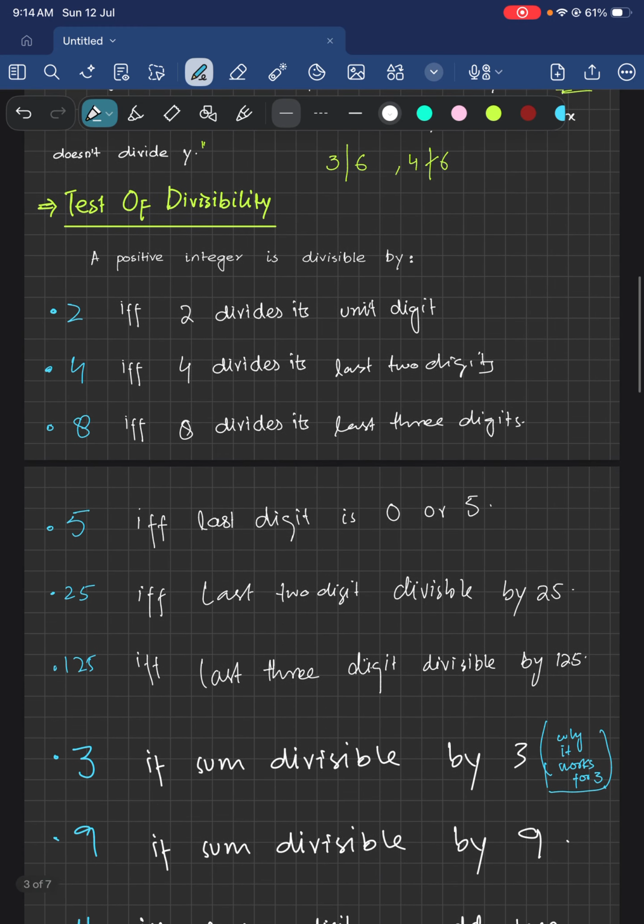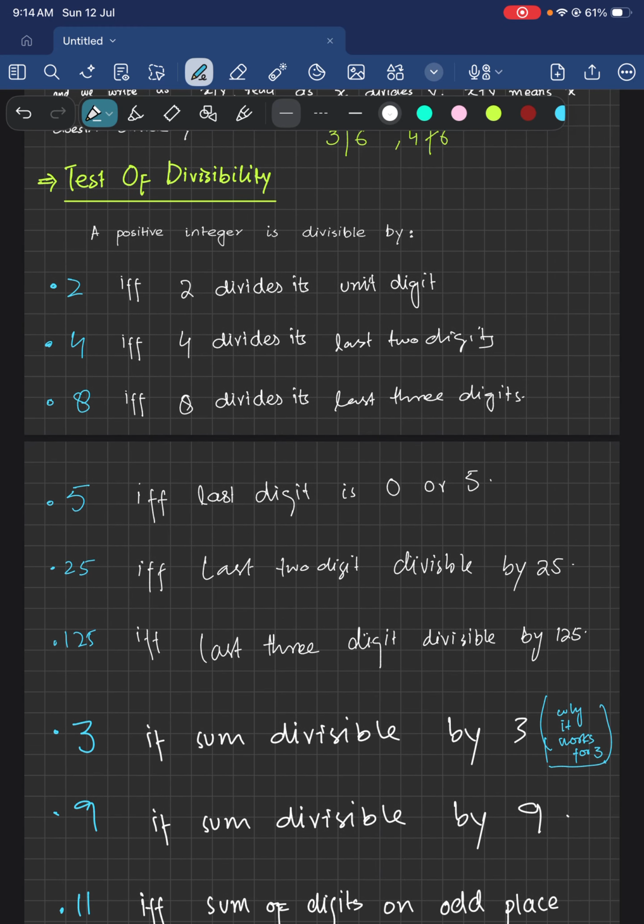In SMC you might get some MCQs asking if a number is divisible by 4, or to check if this number is divisible by 8.